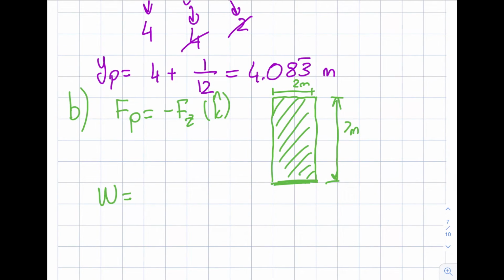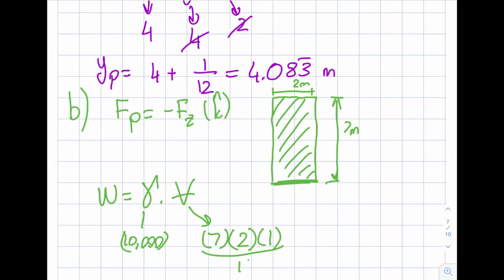So the W will be the specific weight of the fluid times the volume. This is the same thing as mg, we just prefer this. This is 10,000, and the volume is 7 the height, 2 the width, 1 going into the page. So what does it become? It becomes 14. So then from here, I get my Fz to be 140,000 newtons, pointing down. Okay.